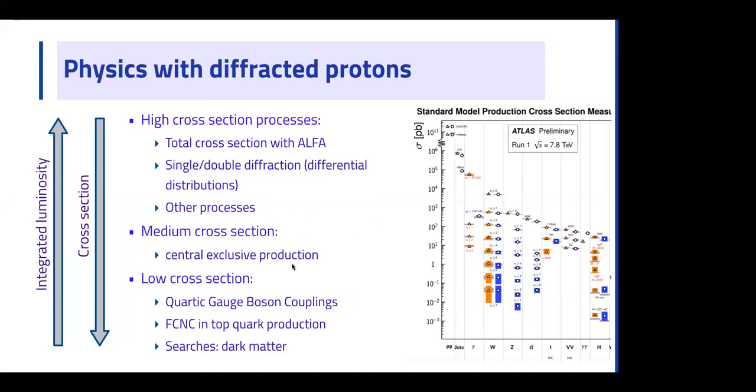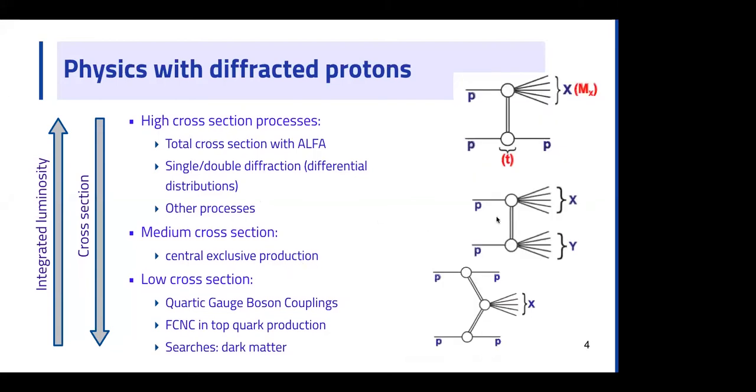In the medium range, we have central exclusive production. Actually, I have a drawing of this kind of event. So up here we have single diffraction, and the forward proton tagging is important to distinguish single and double diffractive events. In the medium range cross-section, we have central exclusive production, in which we have 2 protons, and all the energy is used in this central production, and there is no other activity in the event. These are very interesting events, and we'll talk about them later.